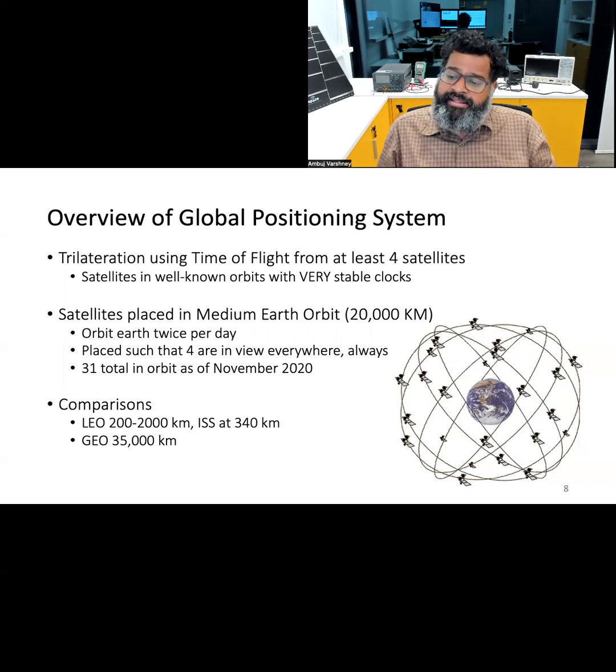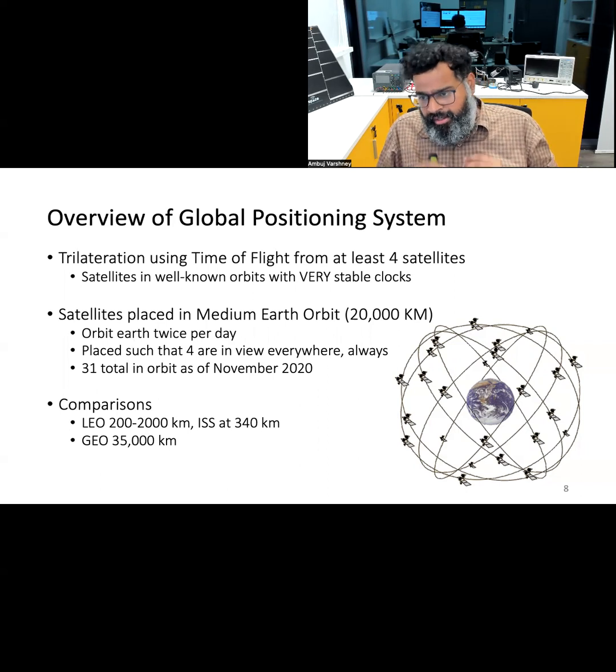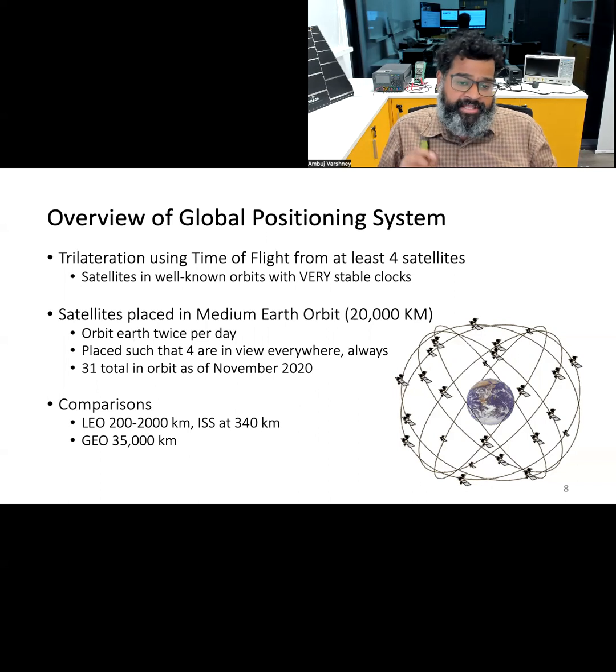And they're placed such that there are 4 satellites in view in any place on Earth at any instance of time. Just to provide context, the International Space Station is located at a height of about 340 kilometers, and these GPS satellites are at 20,000 kilometers. These wireless signals are transmitted from a GPS satellite 20,000 kilometers away, and can then be received by a GPS receiver that can be located on, let's say, your smartphone. So it's a large distance that is being covered.